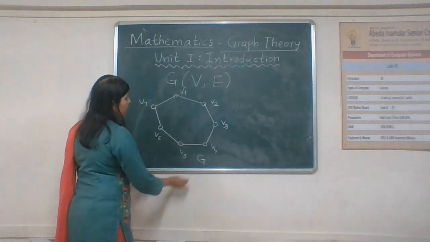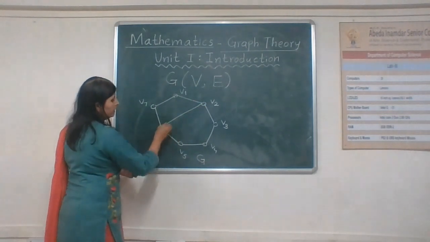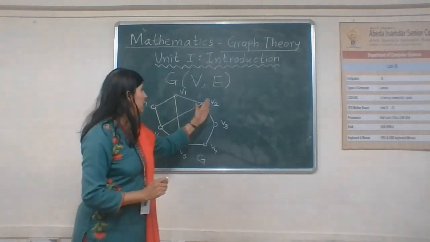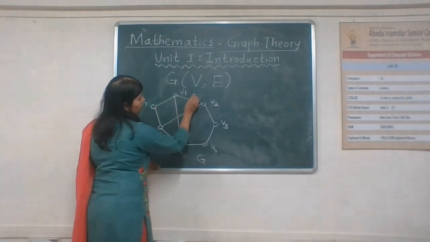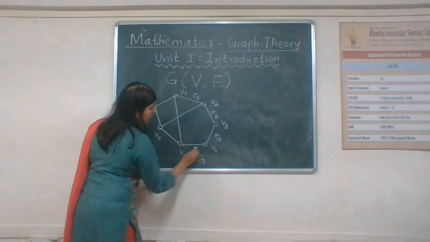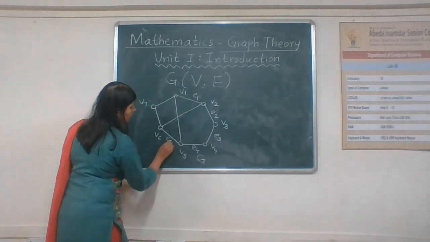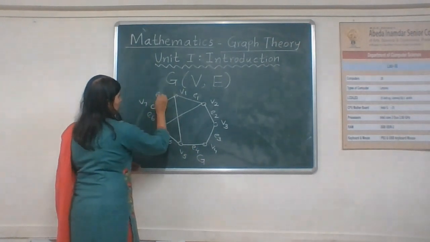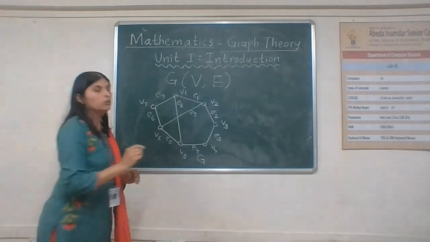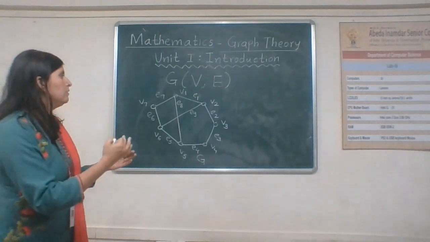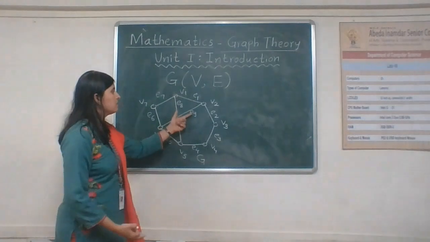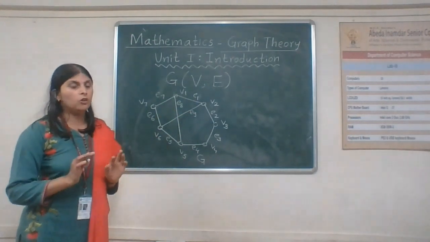Now I will draw some more edges here: V2, V6, V1, V5. Now see, we give names to edges also. V1, V2, I will call this edge E1. This is E2, E3, E4, E5, E6, E7, E8 and E9. If you give names to edges like E1, E2, E3, immediately you can say how many edges are there in the graph. My last number is E9. That means there are in all 9 edges.